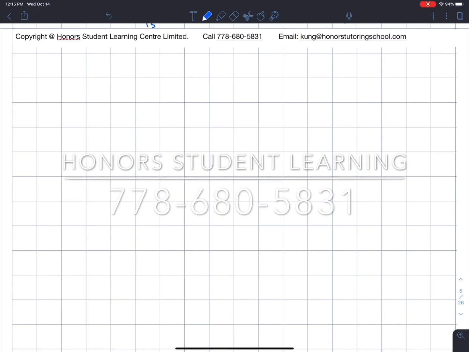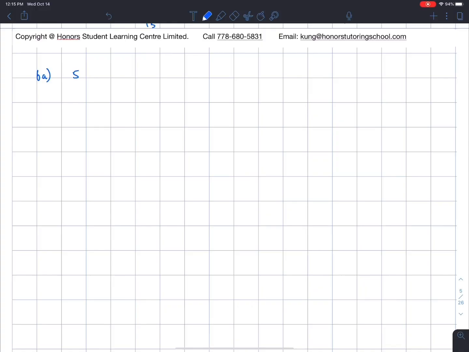Okay, moving on to question 6. 6a, we have 5 dot 3 and 2 over 5. So we need to understand that this dot means to times. So 5 is the same as 5 over 1. I can put anything over 1, it will still be itself. So this will be 5 over 1 times.